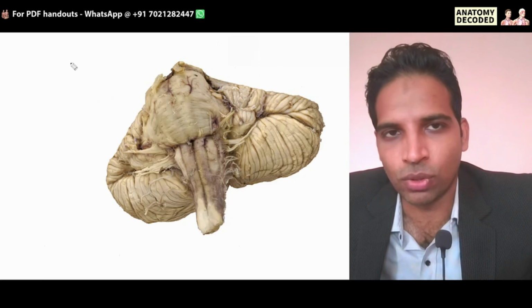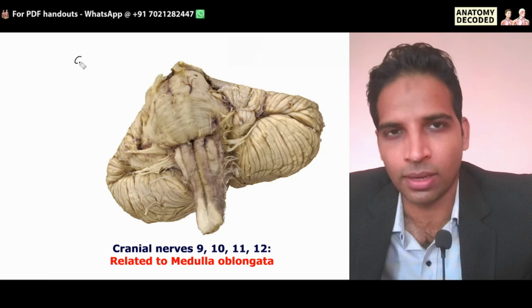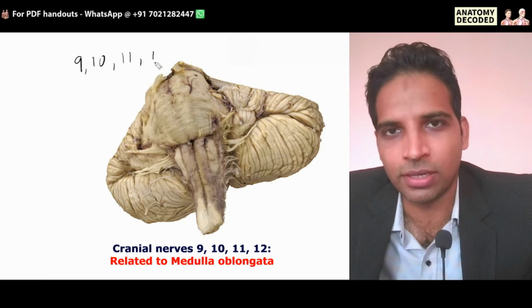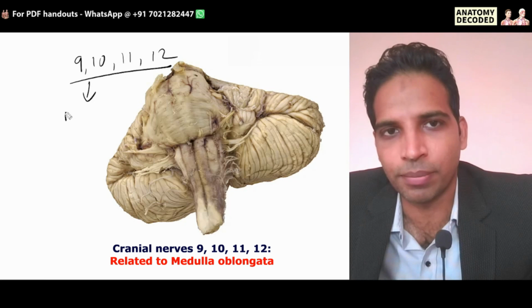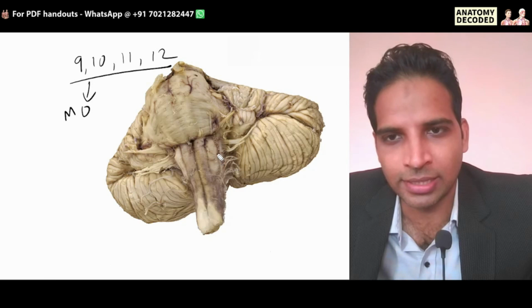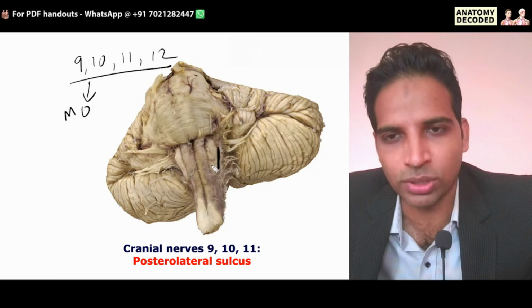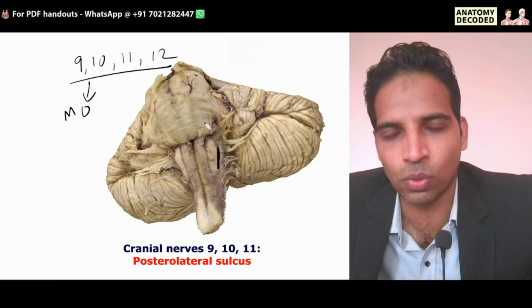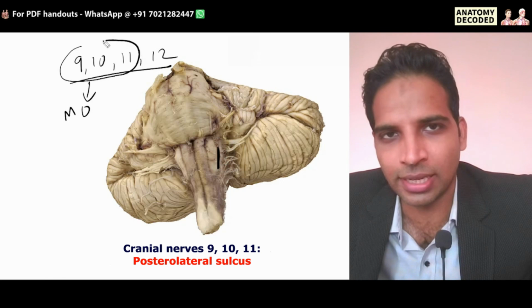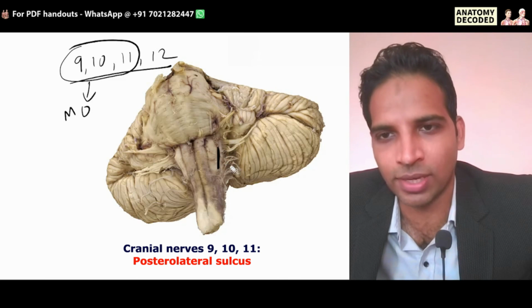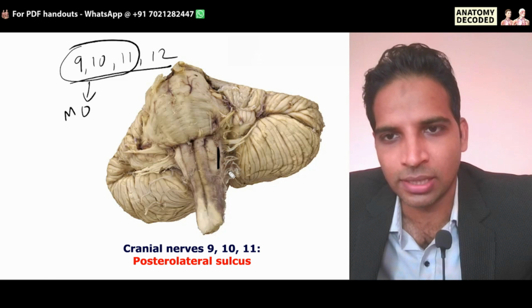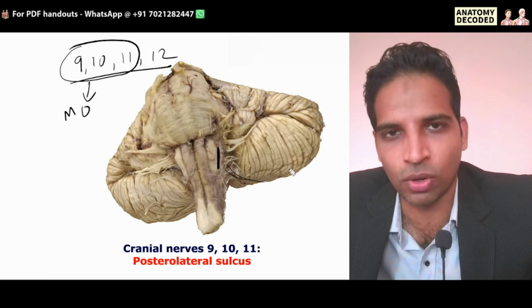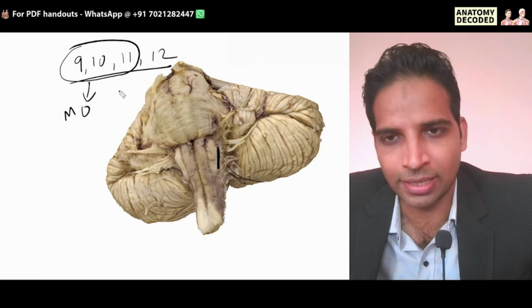Then the last four cranial nerves, 9, 10, 11, 12, are all related with the medulla oblongata. In the medulla oblongata, there is a sulcus here that's referred to as the posterolateral sulcus, which has rootlets of the 9th, 10th, and 11th cranial nerves. We can see multiple rootlets here. So these rootlets are actually coming from the posterolateral sulcus of the medulla oblongata. These are the 9th, 10th, and 11th cranial nerves.